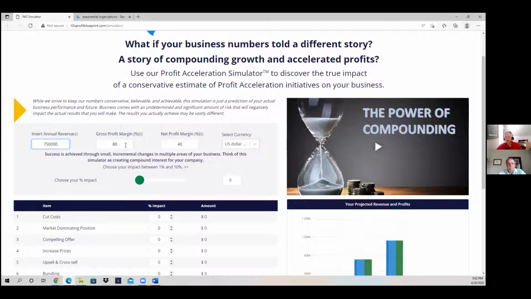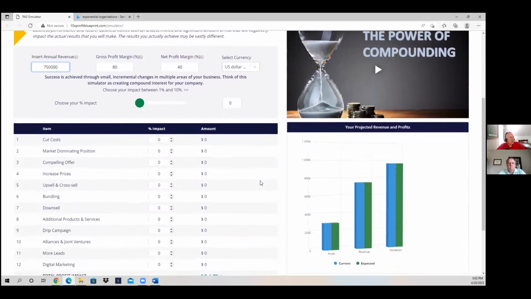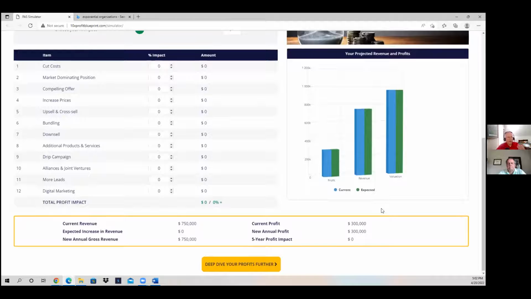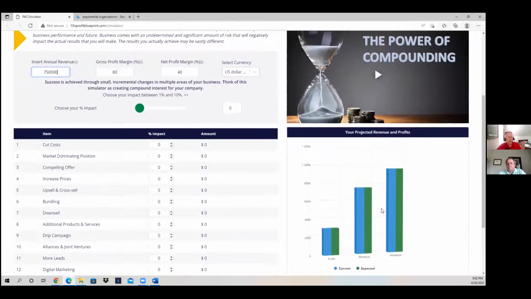Those are what we call your variable costs, the cost of goods sold, how much is your inventory. And then your net profit margin is after the variable cost and the fixed cost, the overhead, your rent and your staff and that type of stuff. So in this scenario, this business right now has a current revenue of $750,000. Current profits, $300,000. That's what 40% profit margins look like. If you're at $750,000 revenue and you've got 40% net profits, that means the owner's making $300,000.